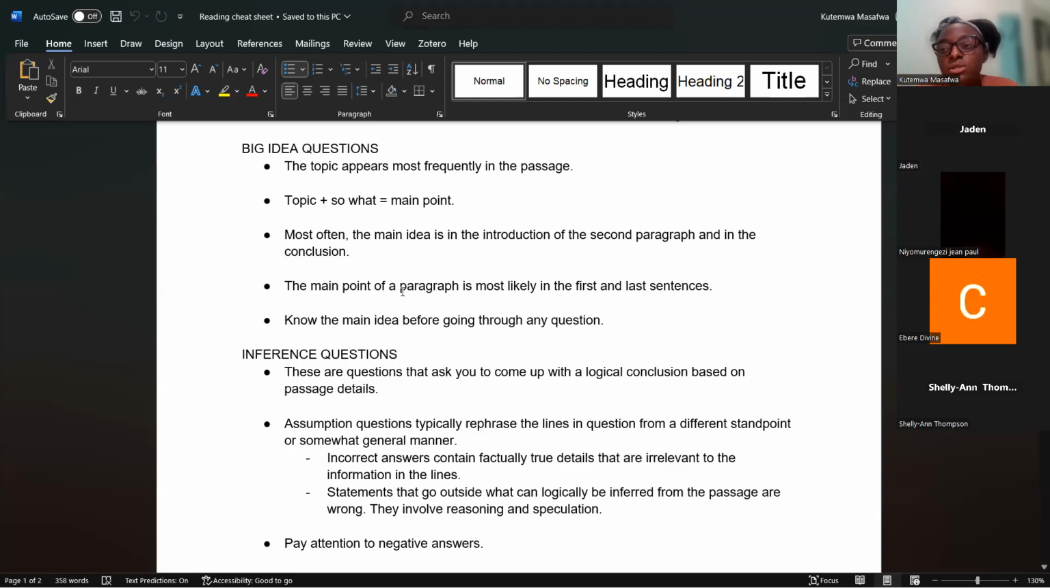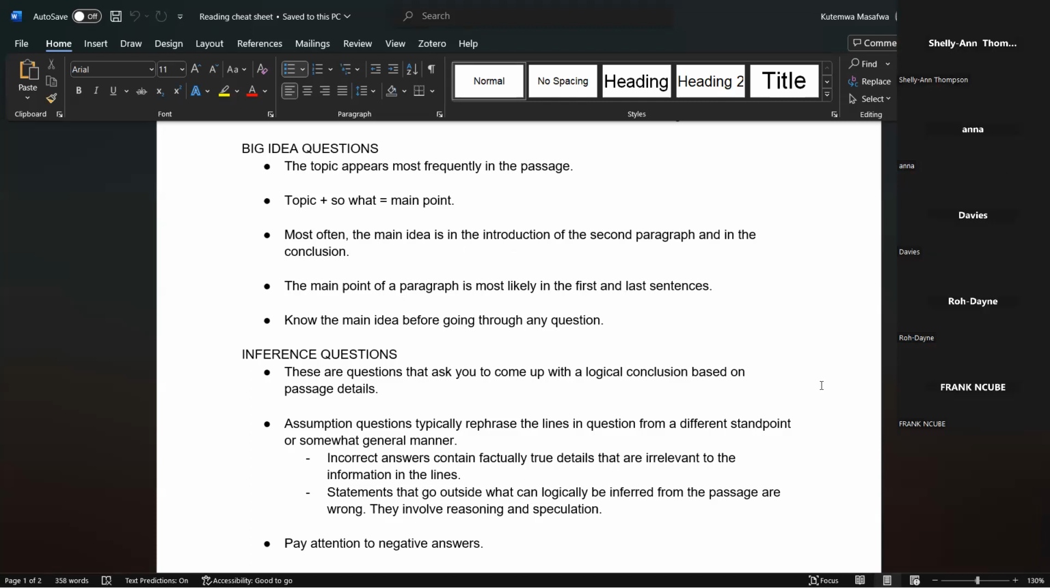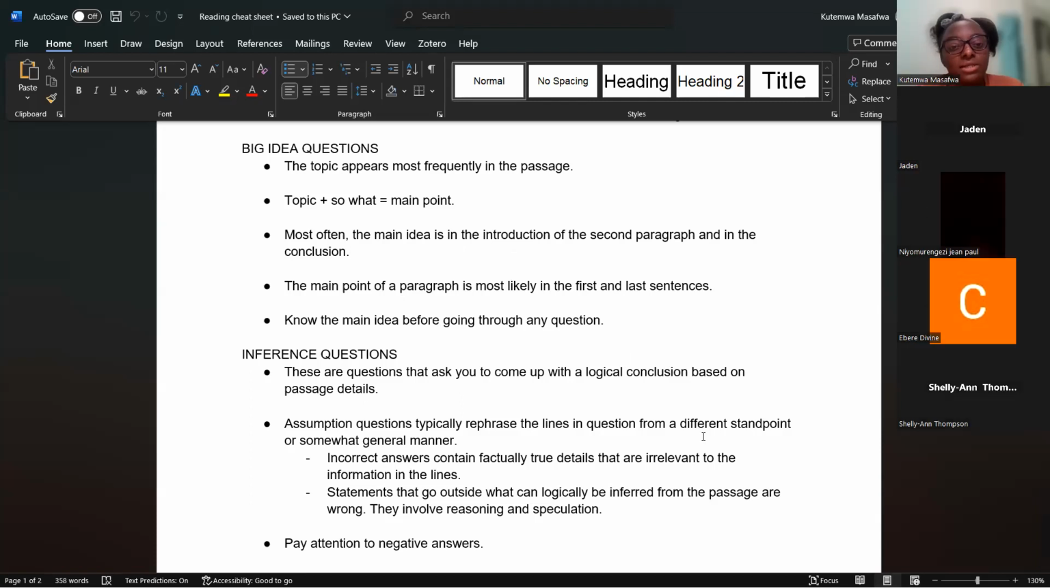Because the main point has to be talked about throughout the passage. Yeah. And again, if you have a question as I'm talking or you want to add something, feel free to interrupt me. I love it when you guys are taking part in the lesson. Yeah, so that's the main point.